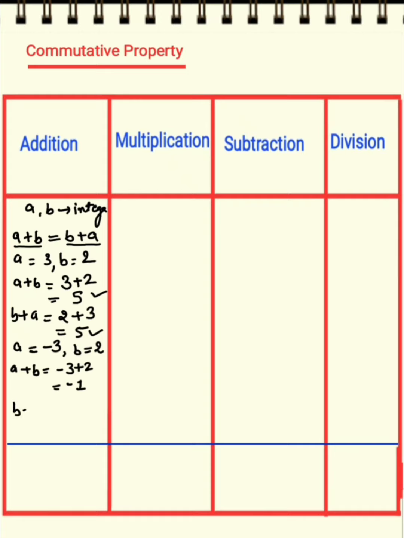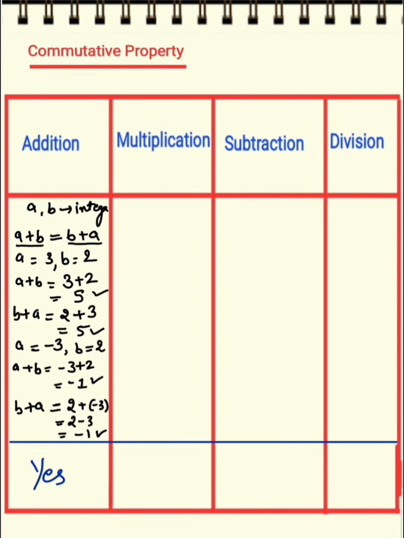And b plus a is equal to 2 plus negative 3, which is equal to 2 minus 3, which is also equal to minus 1. So it means integers are commutative under addition. So we can say that they are commutative under addition. Yes.